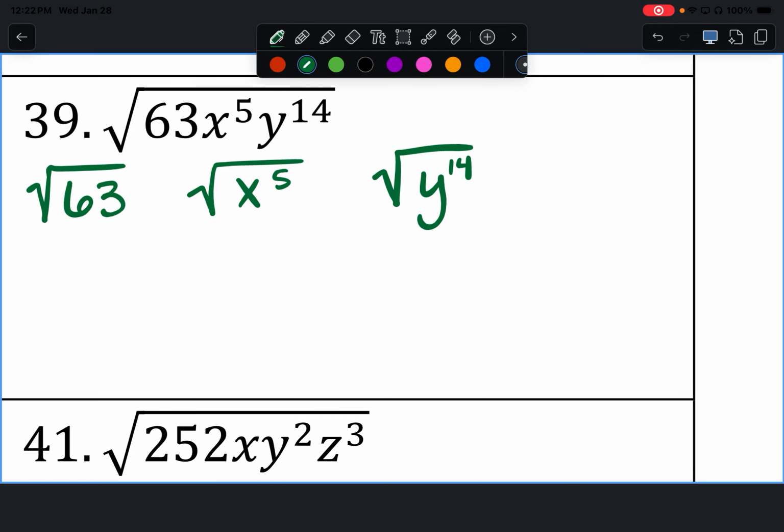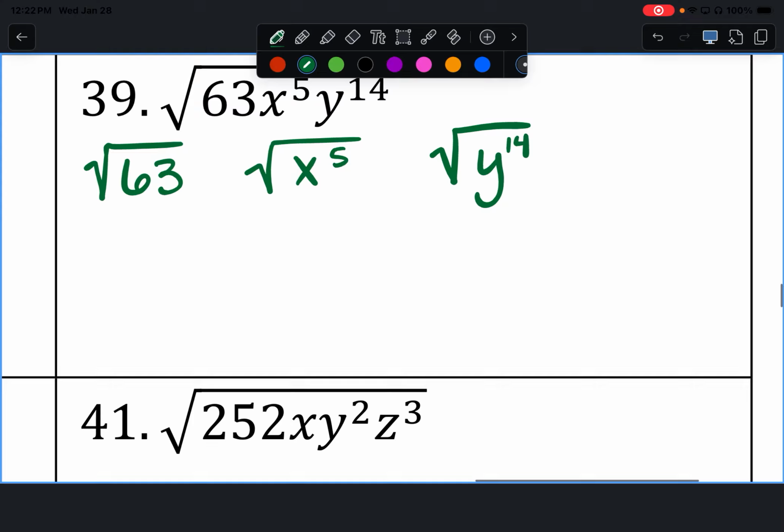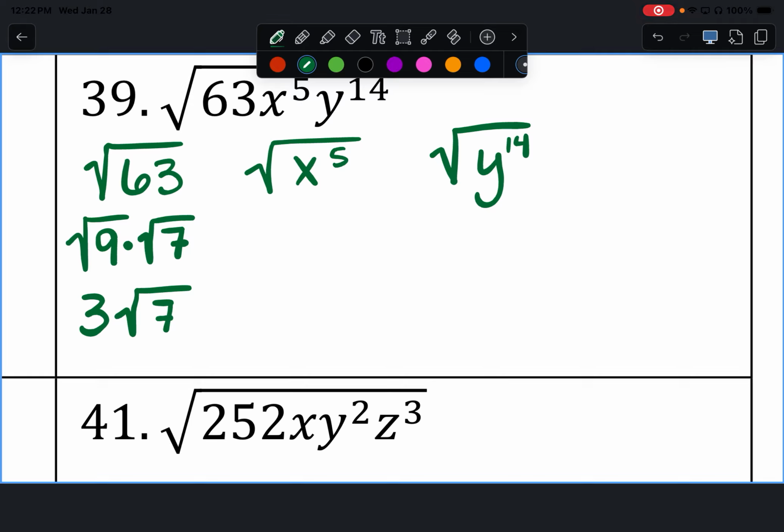Okay? To take the square root of 63, does that have a square root? But what's the biggest perfect square that goes into 63? 9. And it's 9 times what? 7. Okay. Then I'm going to go ahead and simplify that. What's the square root of 9? So we have 3 times the square root of 7. Okay, that's the first piece. I do piece by piece.